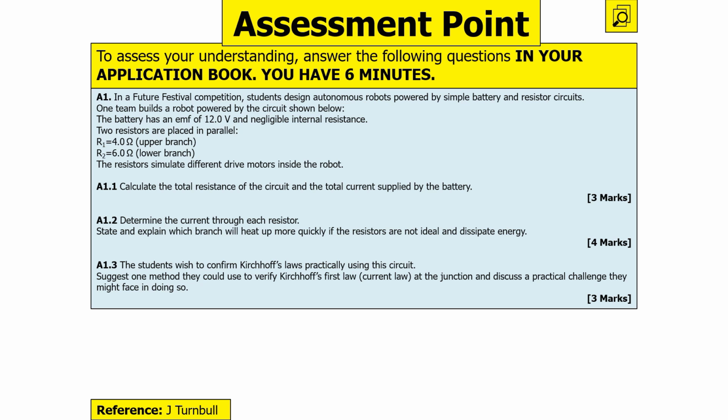Determine the current through each resistor, and state and explain which branch will heat up more quickly if the resistors are not ideal and dissipate energy. Finally, the students wish to confirm Kirchhoff's laws practically using this circuit. Suggest one method they could use to verify Kirchhoff's first law at the junction and discuss a practical challenge they may face in doing so. So pause the video now, then unpause the video when you want to go through your answer.